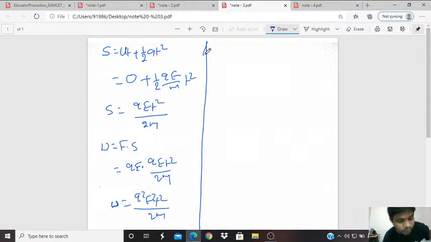And we can apply the same for projectile motion also, horizontal projectile, oblique projectile. In that case, instead of acceleration, we can take QE by m.